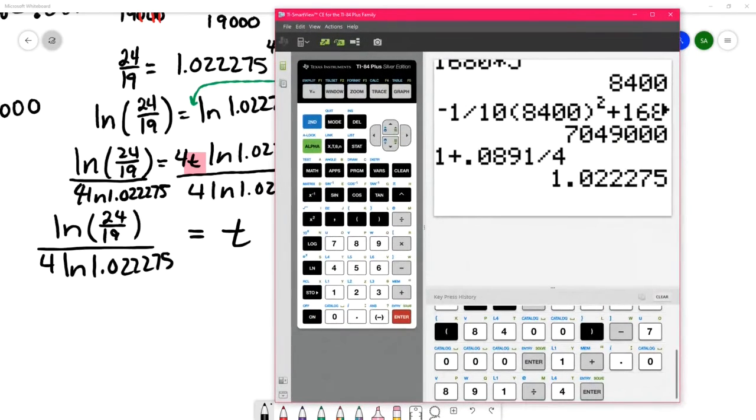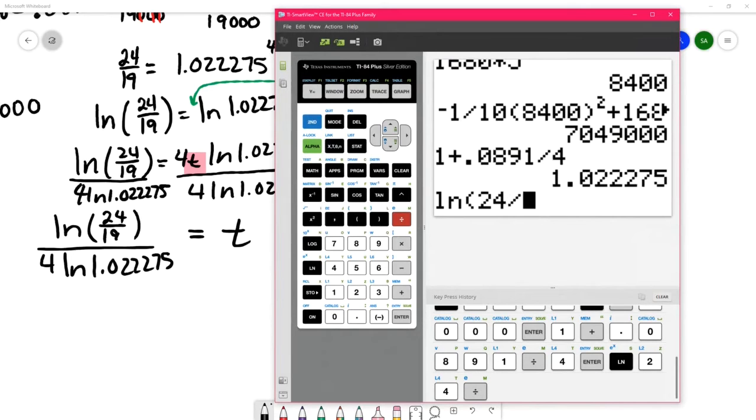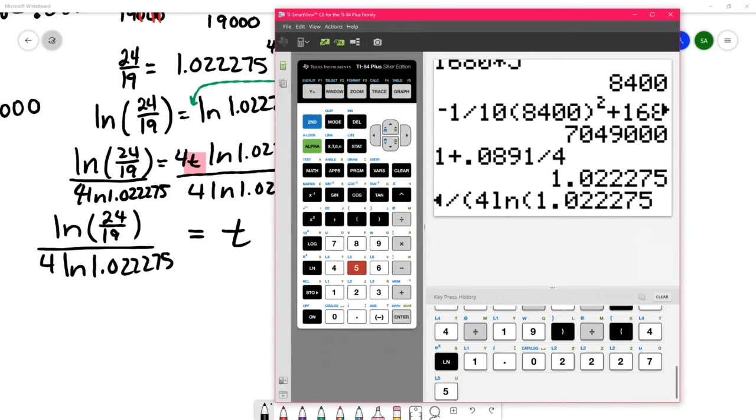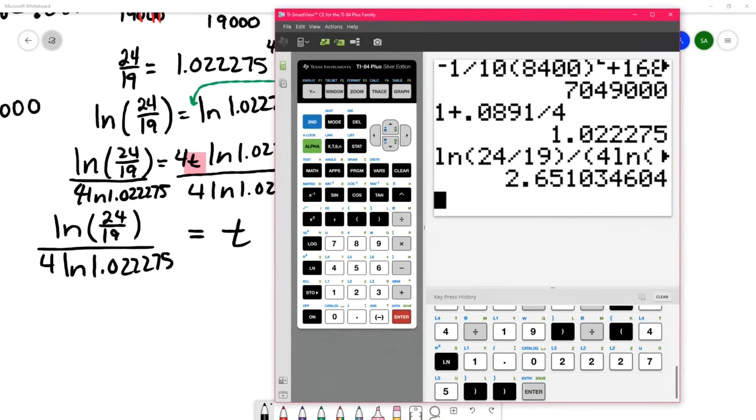So in the calculator, we have natural log of 24 over 19 divided by, and I need parentheses around my whole denominator, 4 times natural log of 1.02275. I'm going to close parenthesis for the log and close parenthesis for the denominator. So that's going to give me 2.651 and some more decimal places. I'm going to write 2.65 down.